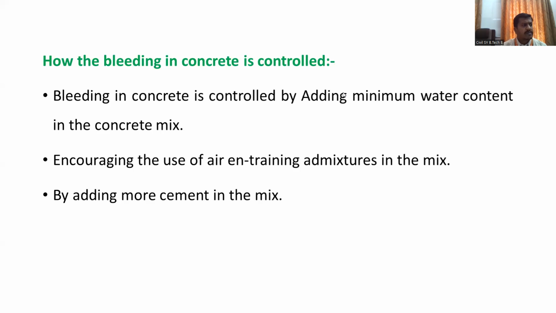I think admixtures will be the next part of this particular chapter. I think this is the biggest chapter that we are going to discuss. And after that, your concrete mix design. Middle chapters are very small. Okay, so encouraging the dosage of air entraining agents, like that is one of the admixtures that we are going to use. And by adding more cement in the given mix, we can control the bleeding.